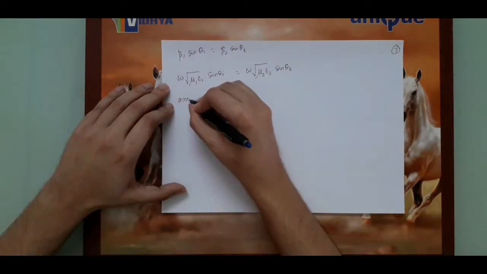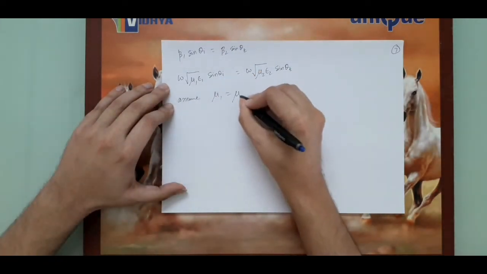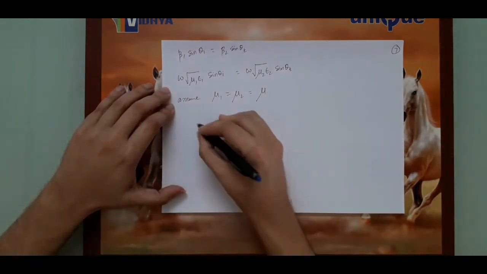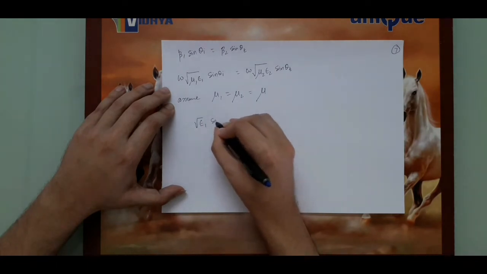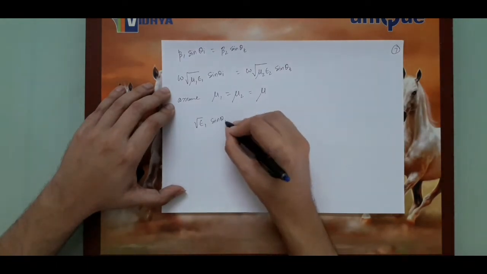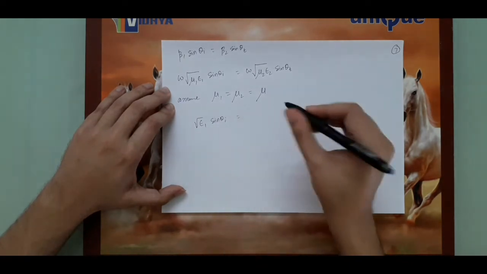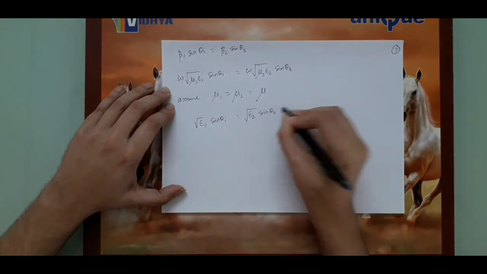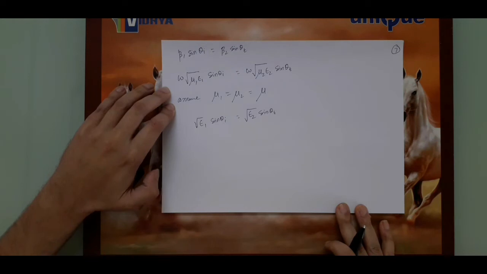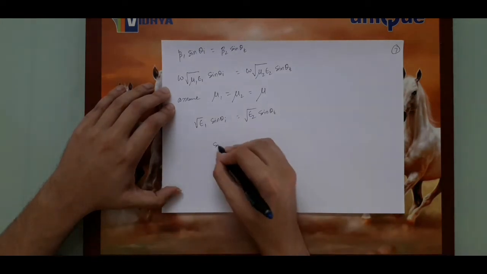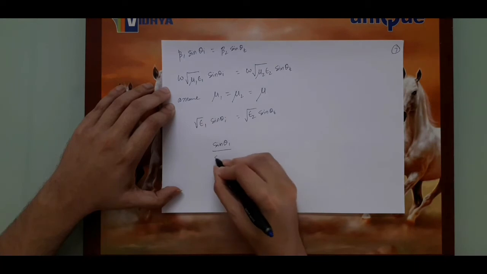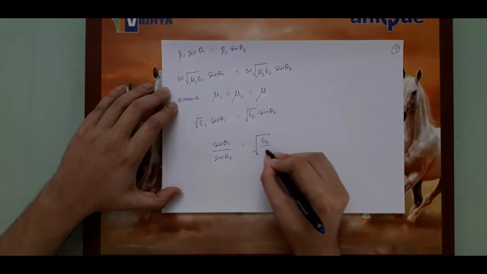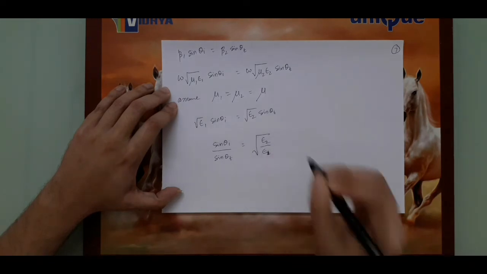Now assume that mu 1 equals mu 2 equals some mu. That is a very valid assumption. So in that case, we are left with this equality: root of epsilon 1 sine theta I is equal to root of epsilon 2 sine theta t. So if I rewrite and cross multiply, I will get sine theta I by sine theta t equal to the square root of epsilon 2 by epsilon 1.